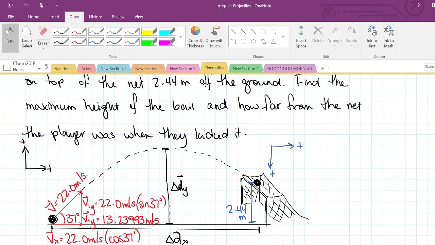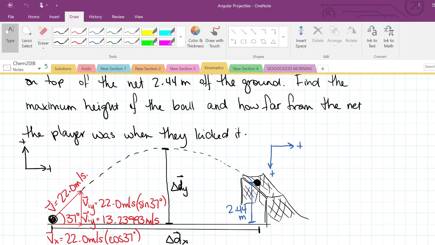Moving toward the right gives me my x component, which is adjacent or beside my 37 degrees. So that means I'm using cosine. I've got 22.0 meters per second times cos 37, and I get that the x component is 17.569981 meters per second. Now the y direction is opposite my 37 degrees, so I'm using sine. 22.0 meters per second times sine 37 tells me that my y component is 13.23993 meters per second.